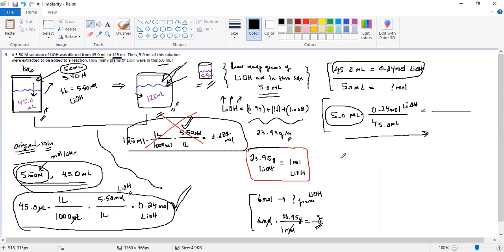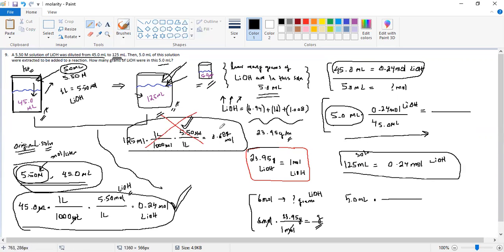What you really want to do is take 5.0 milliliters, just as you did before. But your conversion factor would be that 125 milliliters of solution has 0.24 moles of LiOH. And that's consistent, right?